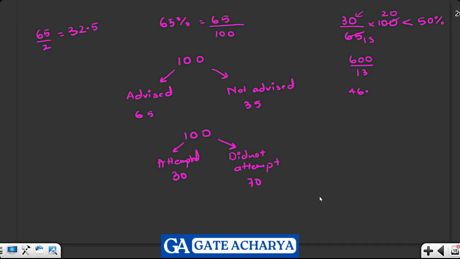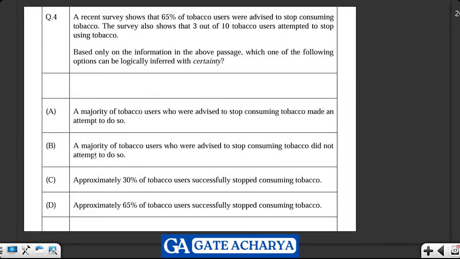So the only conclusion I can draw out here is option B, I think so. Majority of the tobacco users who were advised to stop consuming tobacco did not attempt to do so. Majority means it has to be above 50 percentage. Since it is less than 50 percentage, majority didn't attempt to do so, even after getting the advice. That's what I can conclude here. Option A is not the correct answer because the value should have been more than 50 percentage, but I'm getting less than 50 percentage.